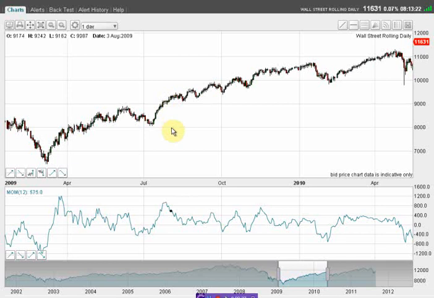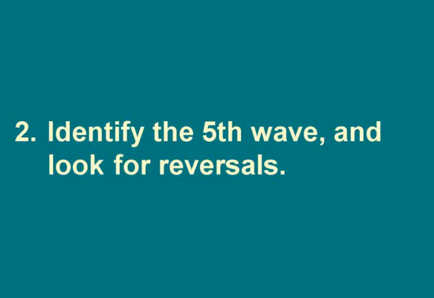The other key trading point is fifth waves. I'm looking for ending waves here and looking for reversal. So I like to go short when I feel and the evidence stacks up that I have the fifth wave identified.